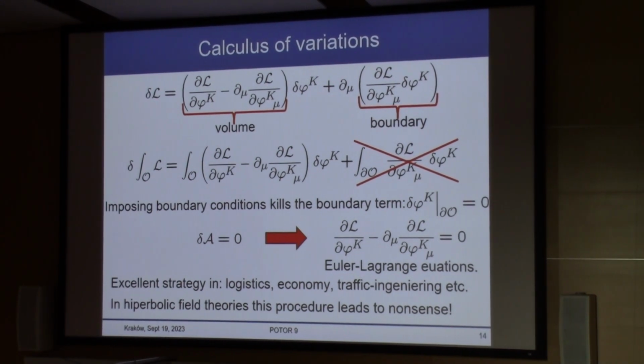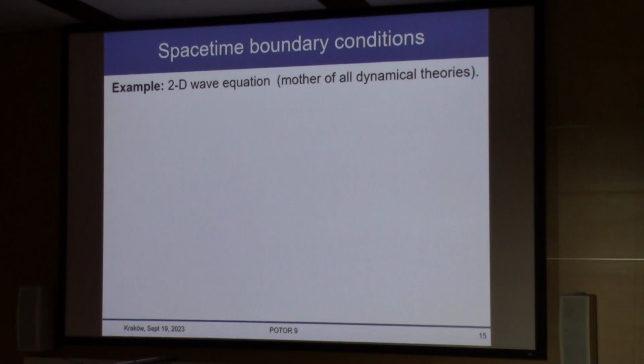And to show this, let me consider the two-dimensional wave equation, which is the mother of all dynamical theories. This was already mentioned by Jerzy Kijowski, that Maxwell theory is practically two independent wave equations, not two-dimensional, of course, but also linear gravity can be reduced to two independent wave equations. Okay, so this is the mother of all dynamical theories.